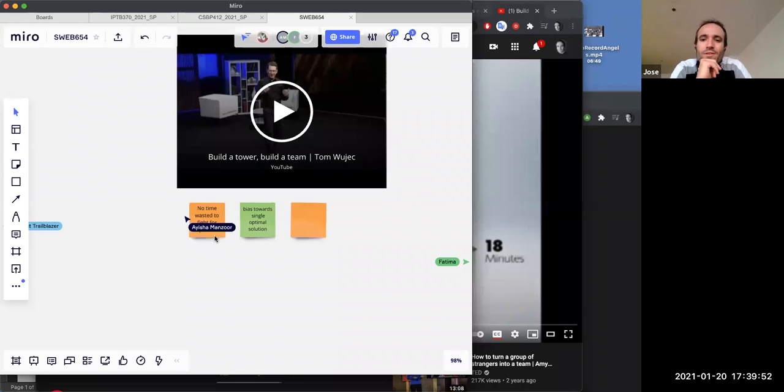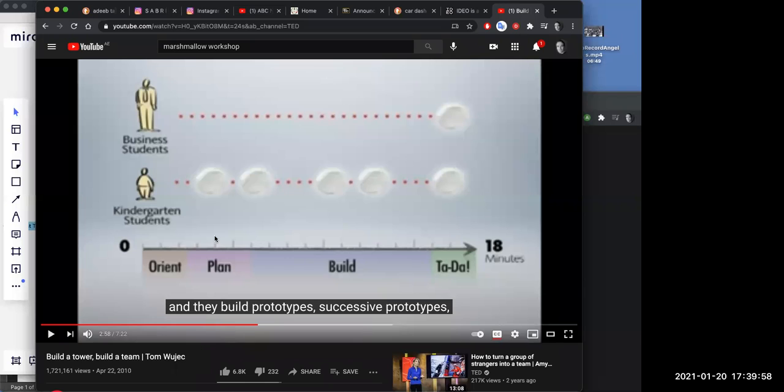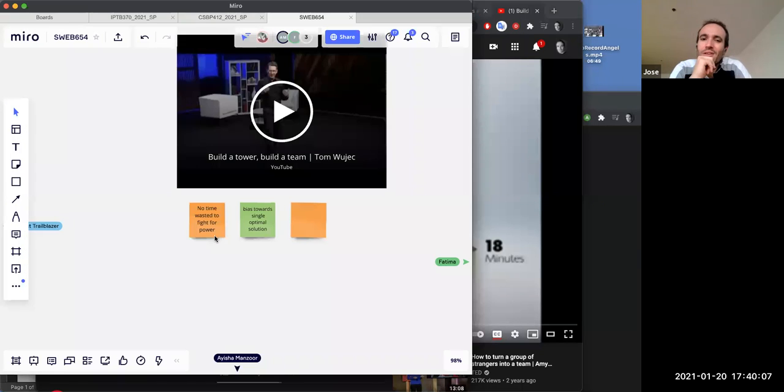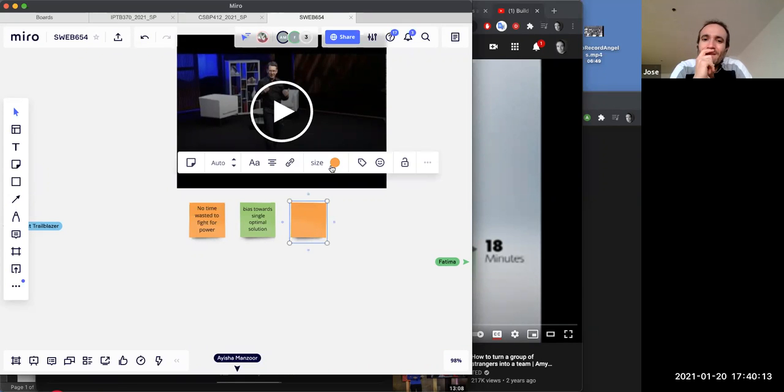Can somebody tell me the difference? Aisha Manzoor. Yeah. They build successive prototypes. Yeah. How many more prototypes do they build according to this picture? 5x more, right? So you can write here 5x more prototyping. Sounds good? These are the three differences.